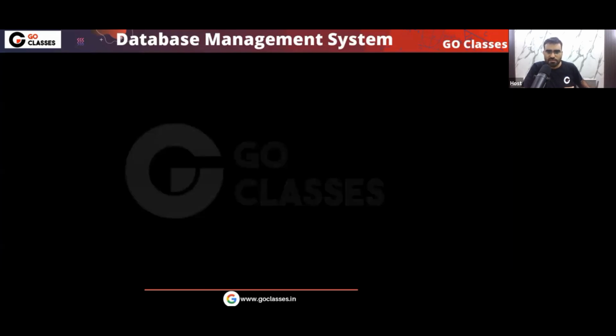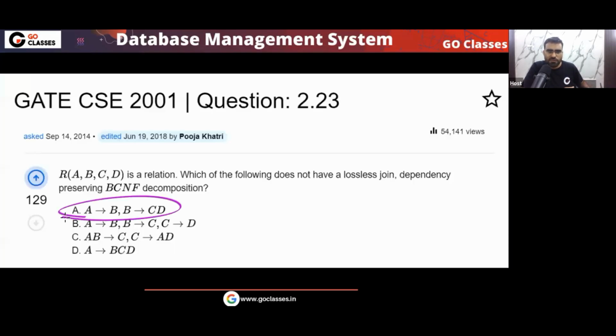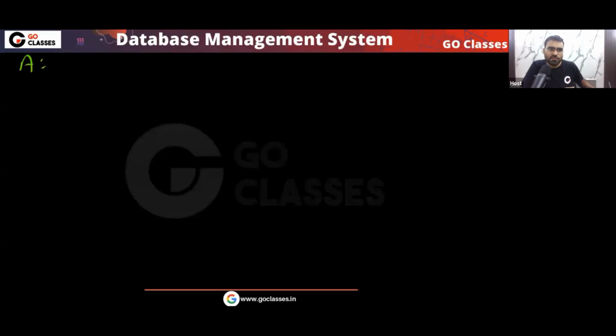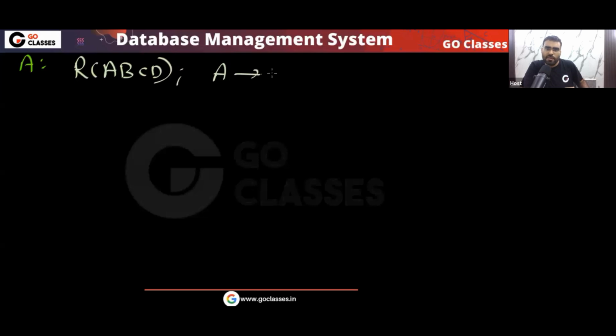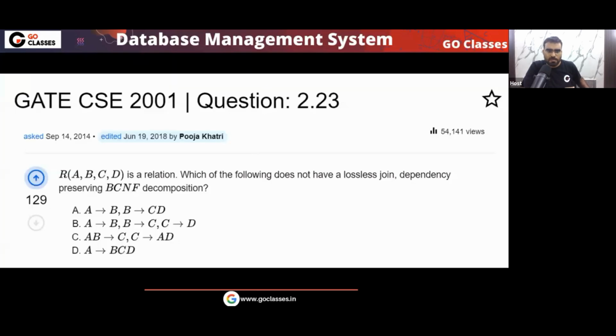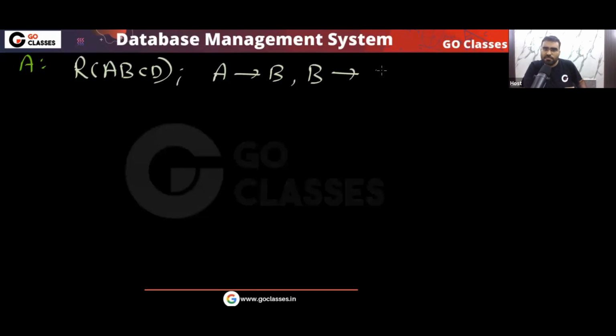So let's start with the first one. You have a relation R(A, B, C, D), and the functional dependencies are A determining B, and B determining CD. First of all, is this in BCNF? Let me know. From here, you can easily see what the candidate keys are.